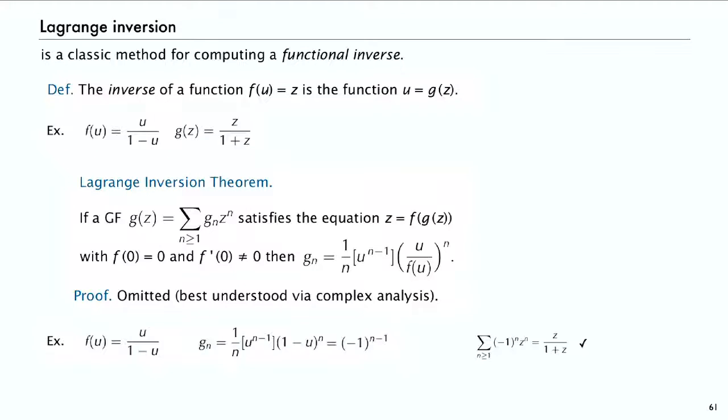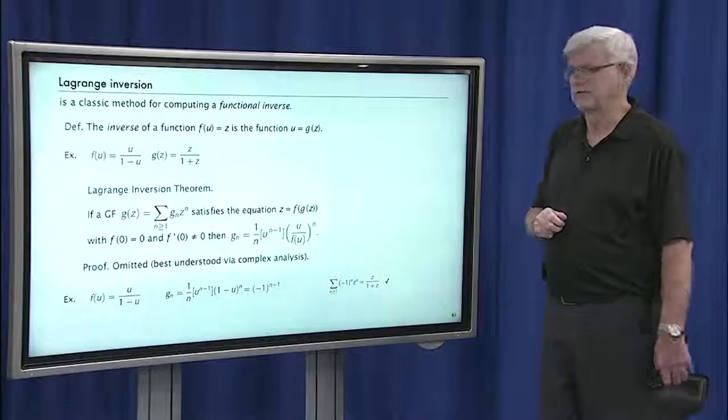And that's what it is. So in our simple example, where f of u equals u over 1 minus u, the theorem says that the nth coefficient of the generating function for g of z is 1 over n, coefficient of u to the n minus 1 in (1 minus u) to the n, because u over f of u is (1 minus u) to the n. Coefficient of u to the n minus 1 of that is minus 1 to the n minus 1, and dividing by n, we get minus 1 to the n minus 1. And that's exactly what g of z is, z over 1 plus z.